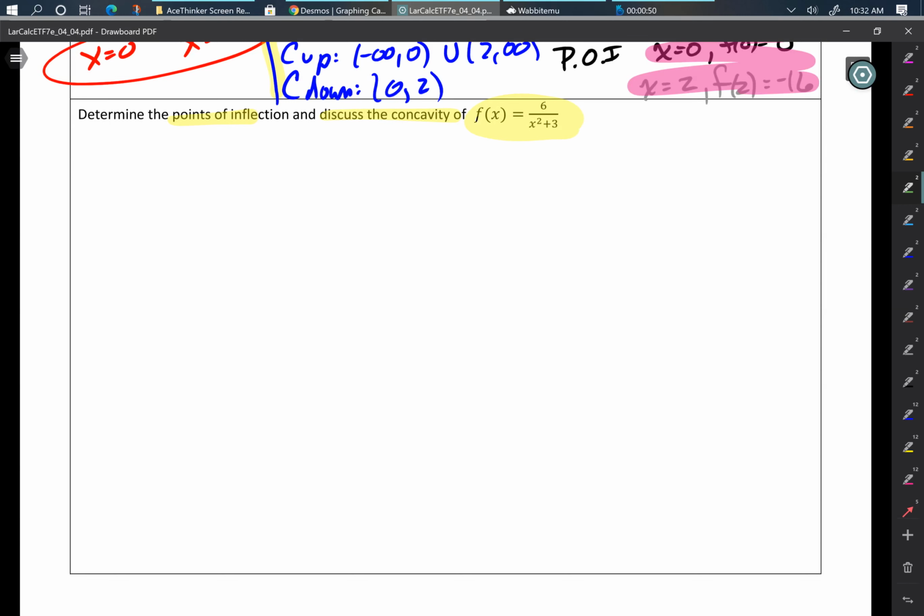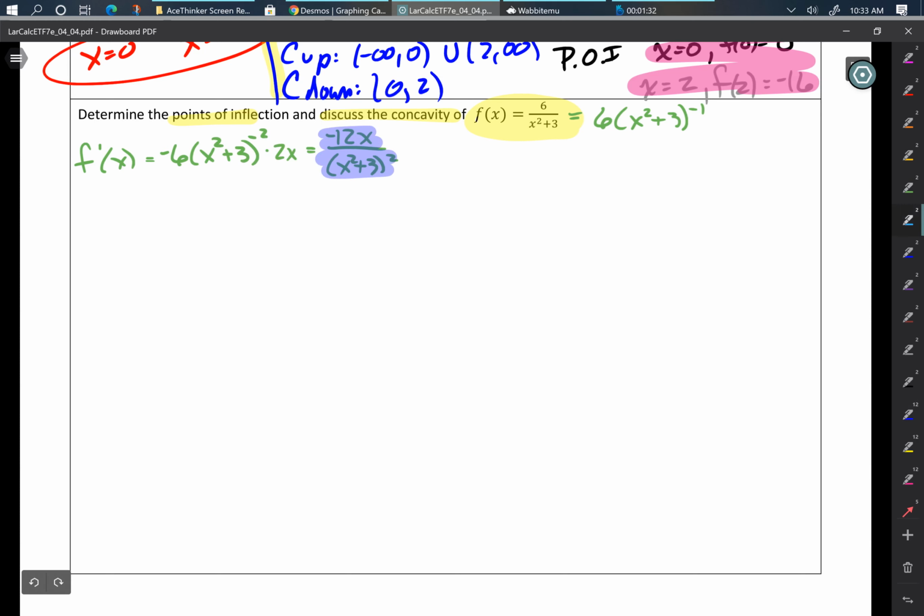All right, so first things first, I need to get some derivatives going on here. I'm going to rewrite this as 6 times x squared plus 3 to the negative 1, at least for my first derivative, just to make taking that first derivative easier. So f prime of x will then be negative 6 times x squared plus 3 to the negative 2 times 2x, or negative 12x over x squared plus 3 squared. There's my first derivative.